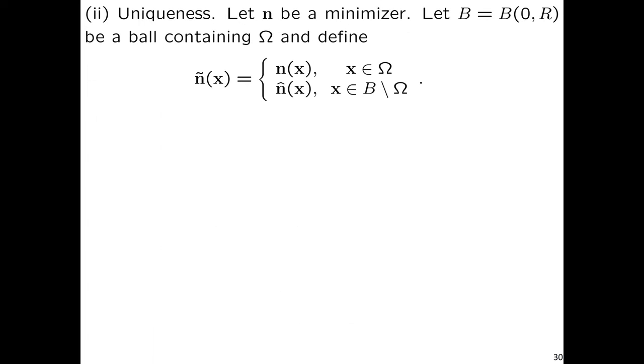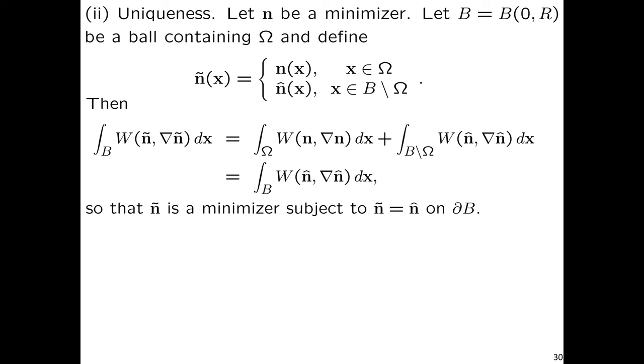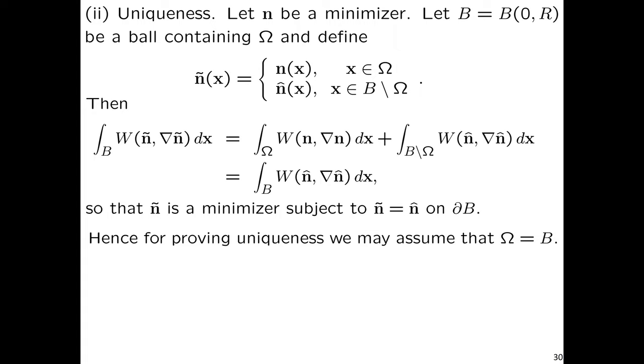Now I want to prove uniqueness. Okay, so first of all, without loss of generality you can suppose that omega is a ball. If you choose a ball that contains omega, and you suppose that n is a minimum, you let n tilde be n inside the region omega, and the hedgehog outside. And of course, they match because n has got to equal n hat on the boundary of omega. Then the integral of W of n tilde over the ball is the sum of the two integrals. This one is bigger or equal to the integral over omega, so that's bigger or equal to that. So you see that n tilde is a minimizer subject to n tilde being n hat on the boundary of the ball. So you can, without loss of generality, suppose that omega is the ball.